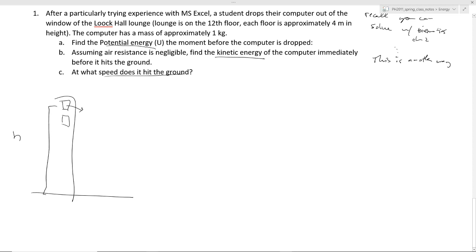And let's see, so we're saying it's on the 12th floor, and each floor is 4 meters in height. So we're going to say that this initial height is 12 times 4 meters. And the computer has a mass of 1 kilogram. So we want to know basically the potential energy here and the kinetic energy here.